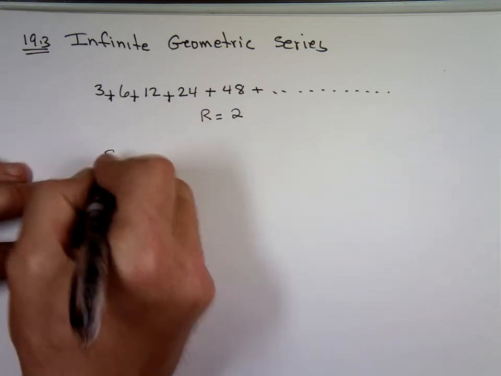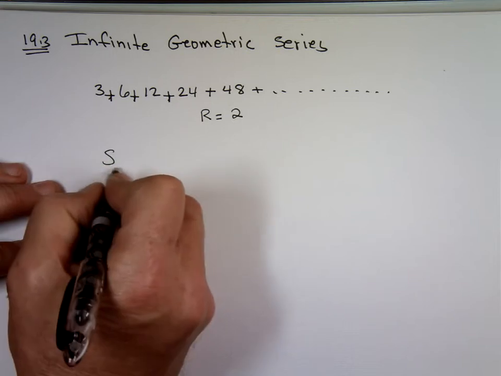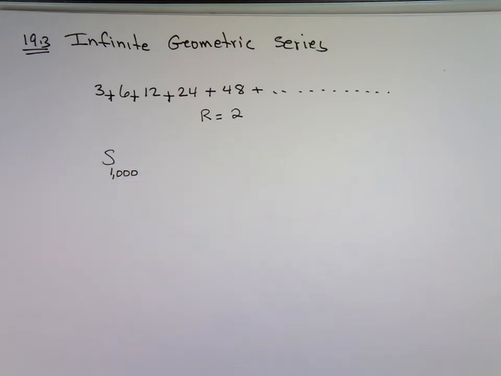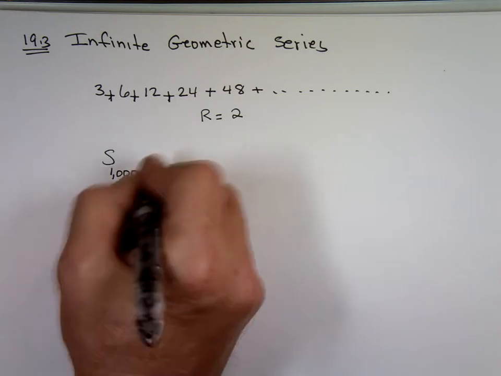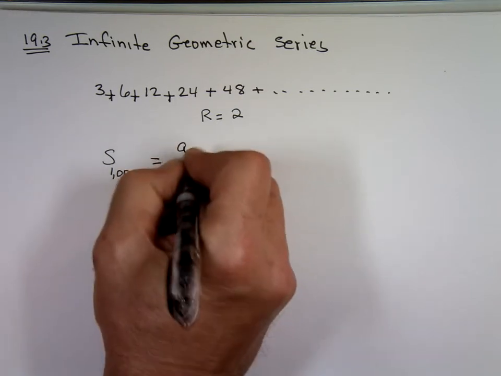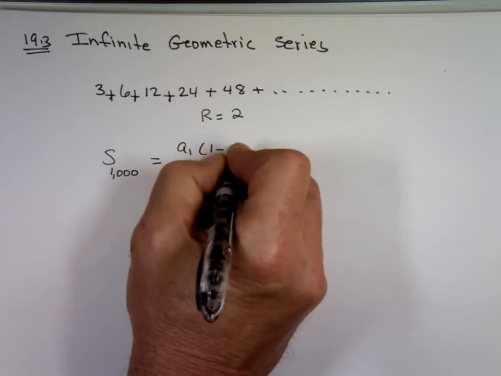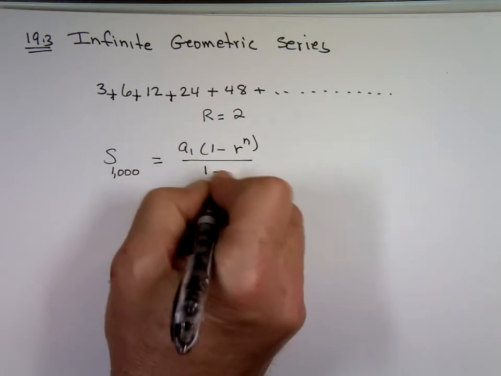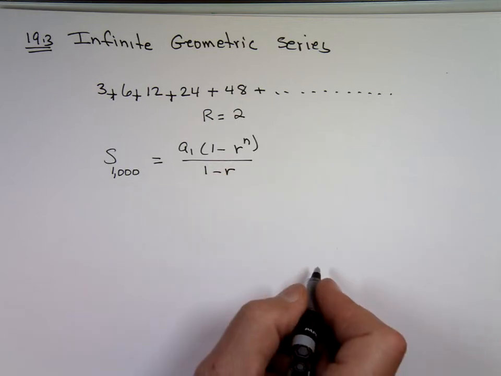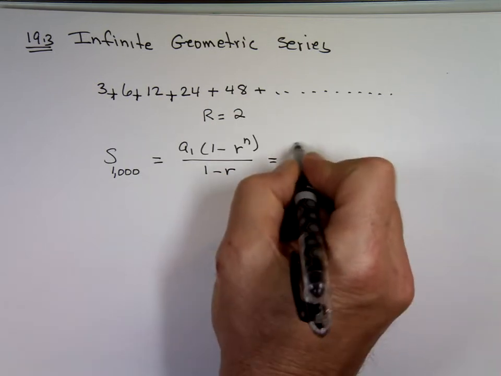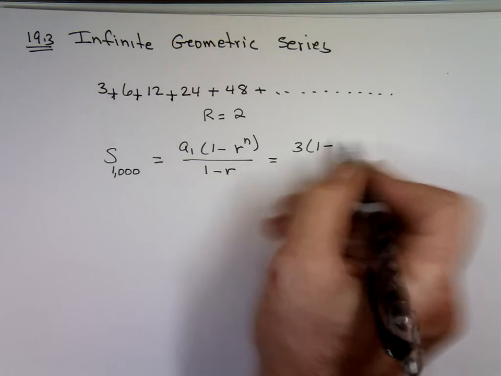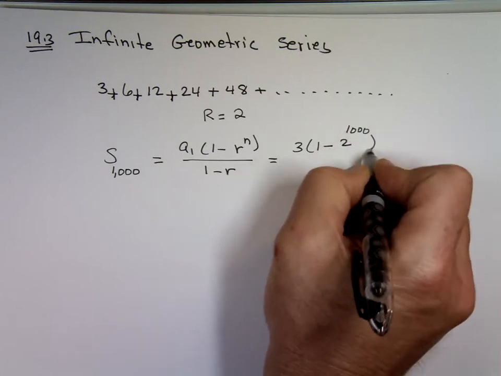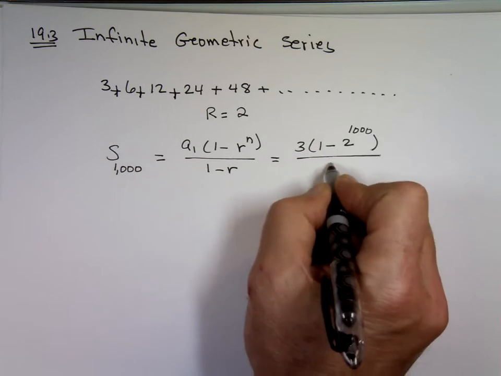So if you want to find the sum of them, let's say the sum of the first 1,000. Well, the equation says A1 times what? 1 minus R to the power of what? N over 1 minus R. 3 times 1 minus 2 to the power of 1,000 over 1 minus 2.